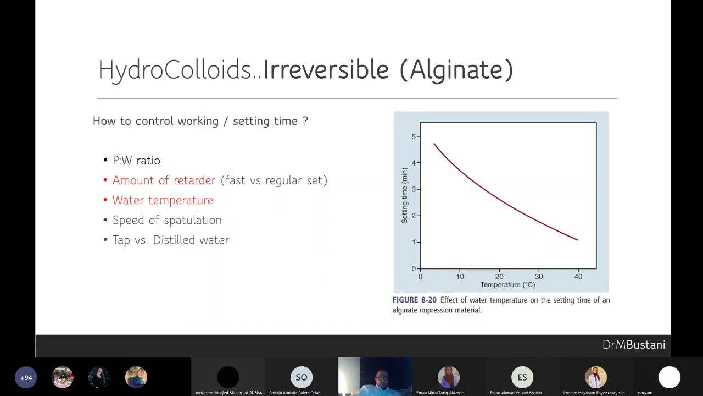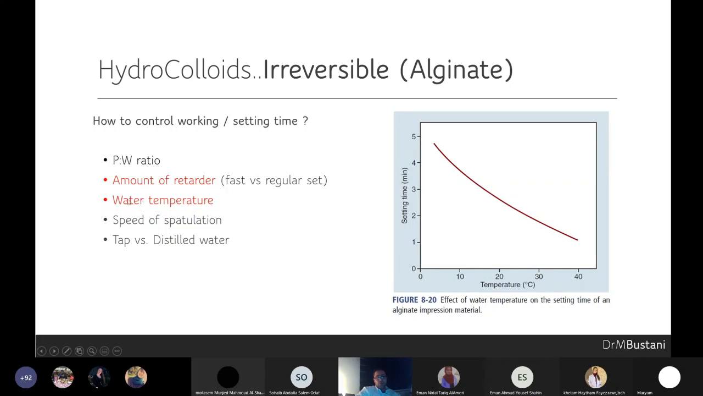We have said that this material is fast setting or quick setting, and that mainly depends on the amount of the retarder. Other methods to control the working time, or to increase or decrease the setting time, is through changing the powder to water ratio. Changing the powder to water ratio will result in suboptimal mechanical properties. So usually we need to adhere to the powder water ratio according to our manufacturer. It's not advisable to change the powder or add more water to make it more flowy.